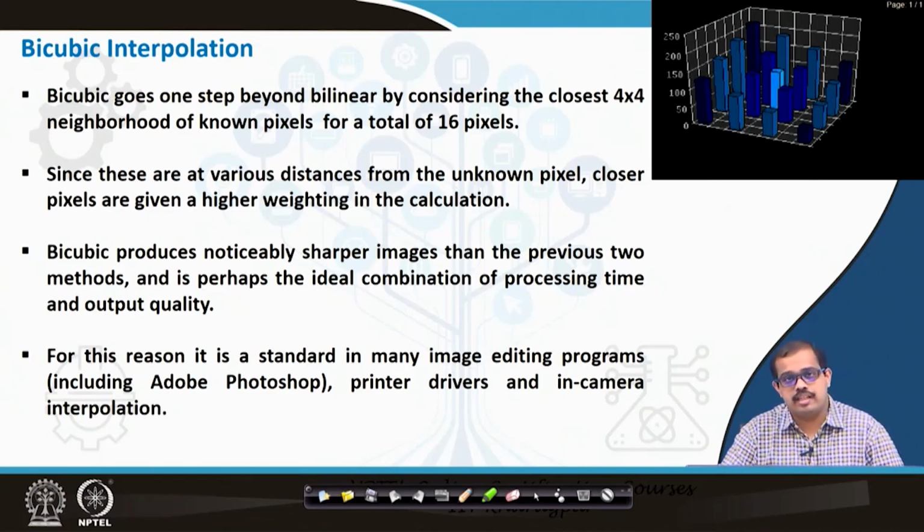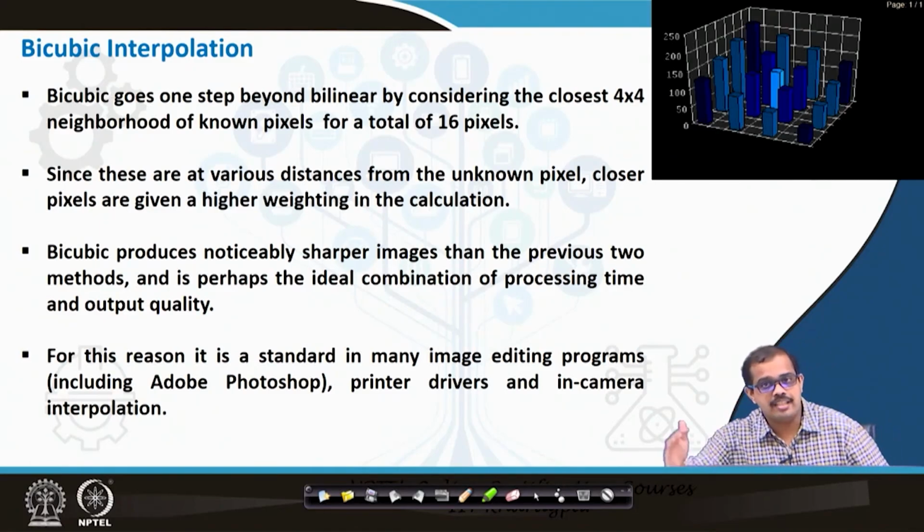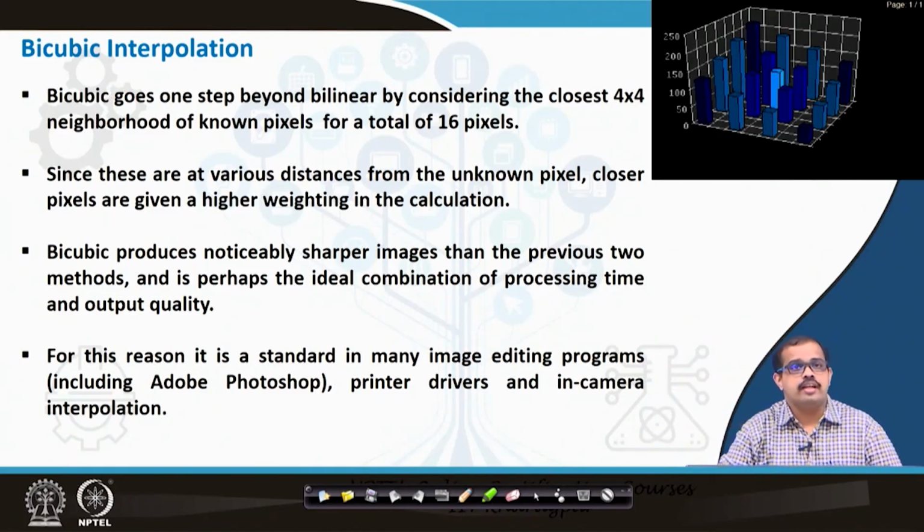Similarly, when you look at bicubic, we look at a 4 cross 4 neighborhood. It is 16 pixels that you consider around a particular point. Since we do not know the distance to the unknown pixel, the closer pixels are given higher weights in the calculation, and as you move away, lower weights. So, bicubic produces noticeably sharper images than the previous 2 methods, and is perhaps the ideal combination of processing time and output quality. For this reason, it is a standard in many image editing programs. Printer drivers and in-camera drivers are also interpolated.